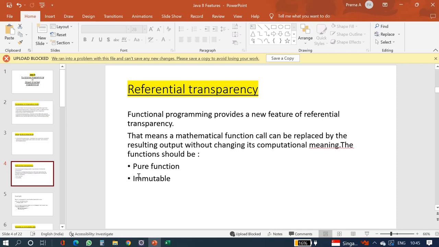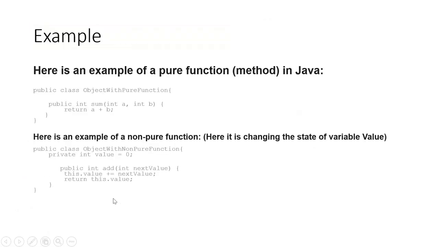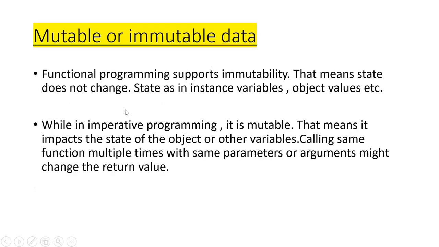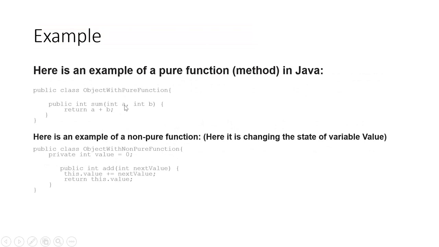Okay, so here is an example of referential transparency. Here's an example of a pure function. See, public int sum(int a, int b) and return a + b. Okay, so it is a simple method that is accepting two arguments, int a and int b, and returning a plus b. So it is not changing any state of an input variable or any object inside it, right?